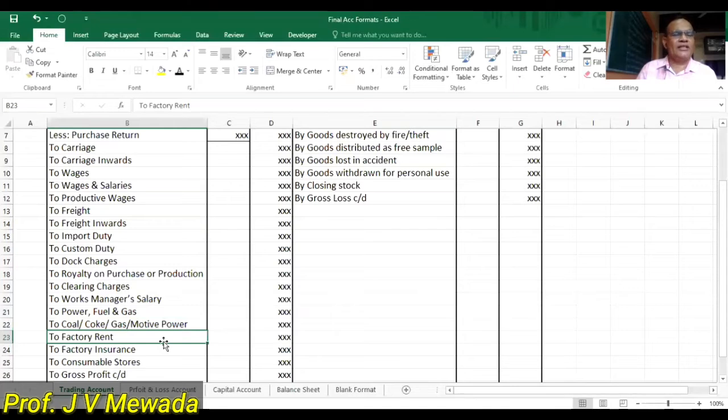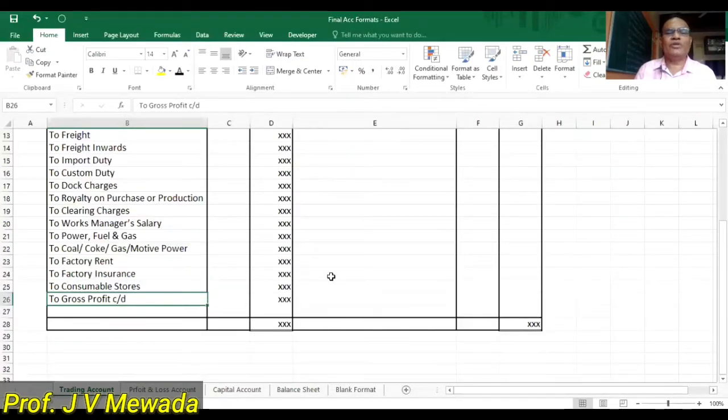We pay factory rent, so that is our direct expense. Factory insurance is for insuring the goods lying in the factory. And then we have consumable stores. Consumable stores are those raw materials which we buy for use in the business. Examples of such consumable stores are oil and grease. And then at the end, we have gross profit. That is the difference which appears on the debit side of trading account. Okay. And then we do the totaling here.